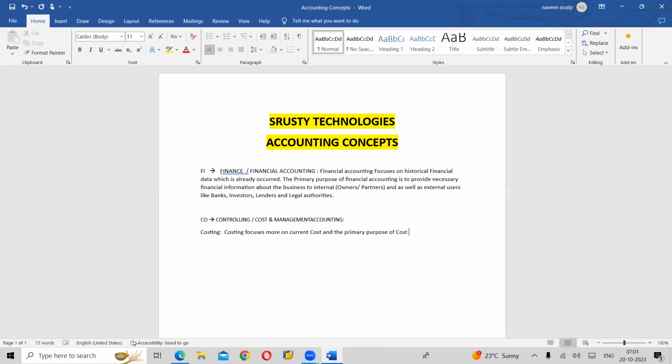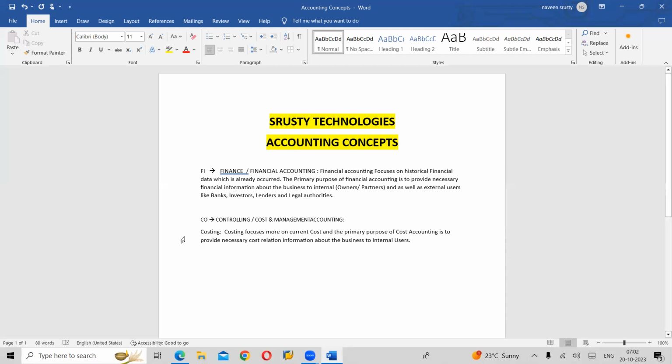The primary purpose of cost accounting is to provide necessary cost related information about the business to internal users. Only internal users. Clear?